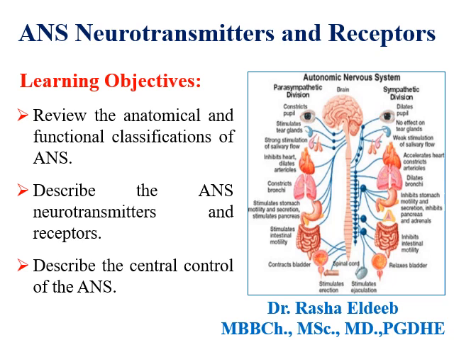This session describes the autonomic nervous system neurotransmitters and receptors. The learning objectives are to review the anatomical and functional classification of the autonomic nervous system, to describe the autonomic nervous system neurotransmitters and receptors, and to describe the central control of the autonomic nervous system.